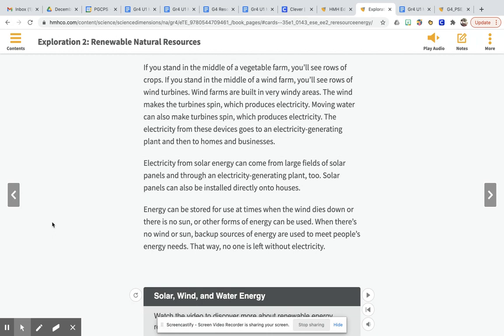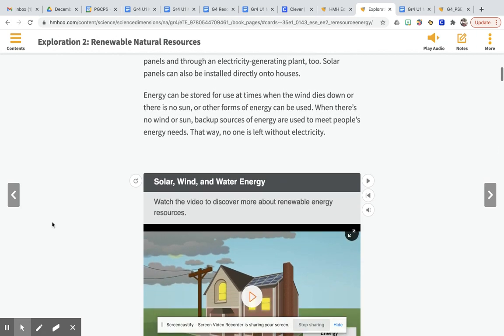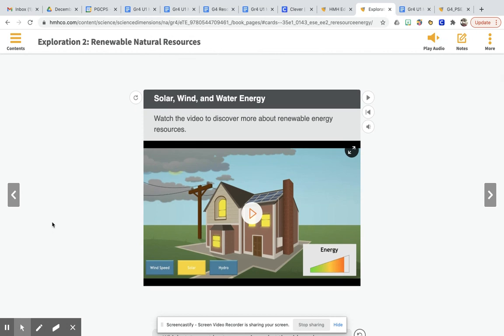Electricity from solar energy can come from large fields of solar panels and through an electricity generating plant too. Solar panels can also be installed directly onto houses. Energy can be stored for use at times when the wind dies down or when there's no sun. Or other forms of energy can be used. When there's no wind or sun, backup sources of energy are used to meet people's energy needs. That way, no one is left without electricity. And so at this time, we're going to watch a video to discover more about renewable energy resources.